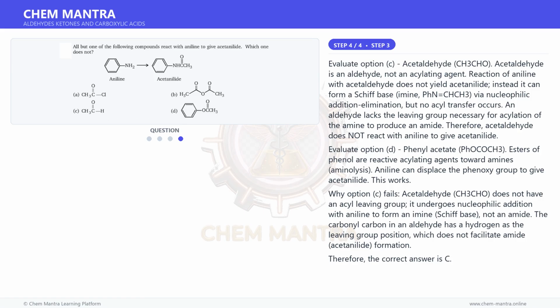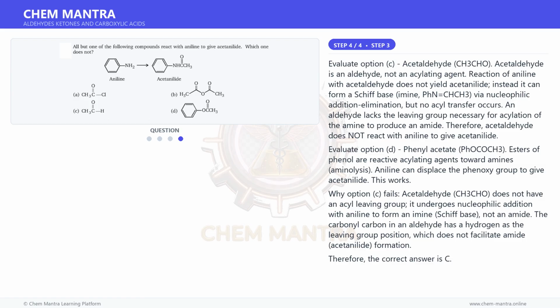Evaluate option D, phenyl acetate, PhOCOCH3. Esters of phenol are reactive acylating agents toward amines, aminolysis. Aniline can displace the phenoxy group to give acetanilide. This works. Why option C fails?